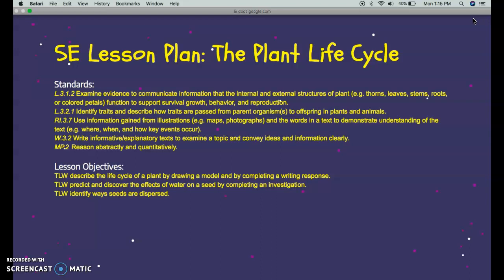The objectives of this lesson, and this lesson is a 5-day lesson plan, would be that the learner will describe the life cycle of a plant by drawing a model and by completing a writing response. The learner will predict and discover the effects of water on a seed by completing an investigation. And the learner will identify ways seeds are dispersed.